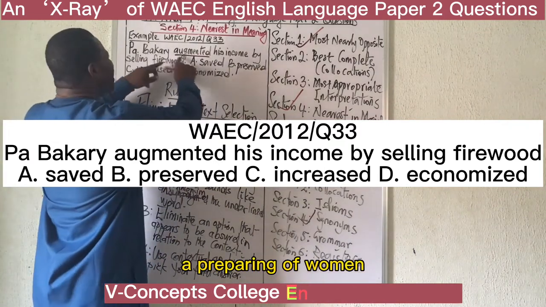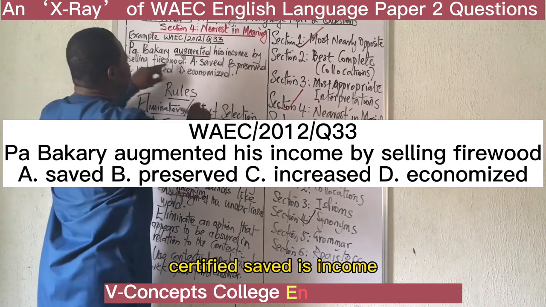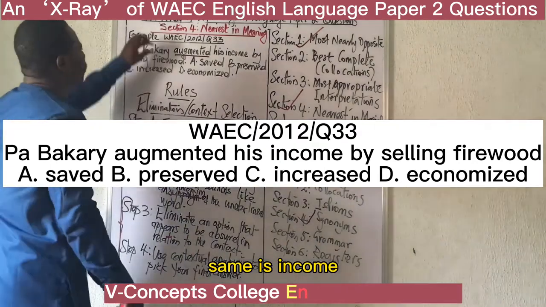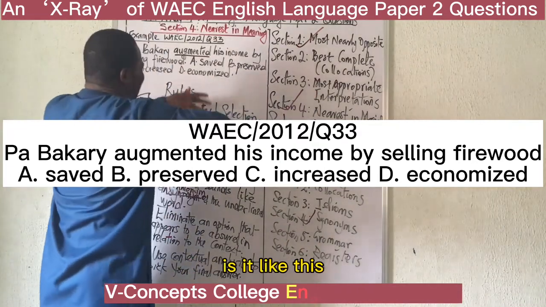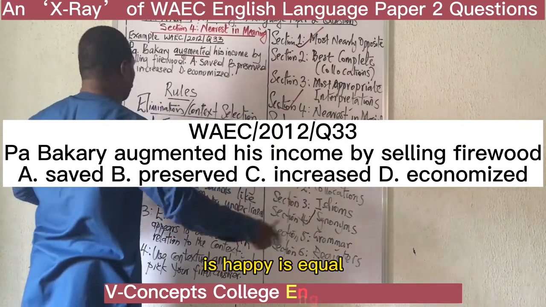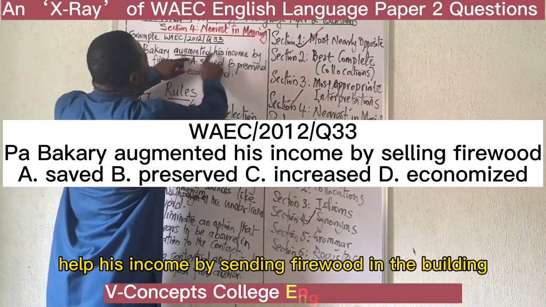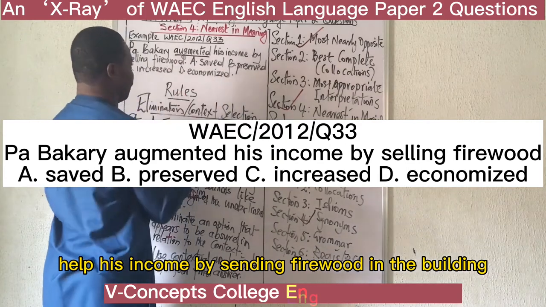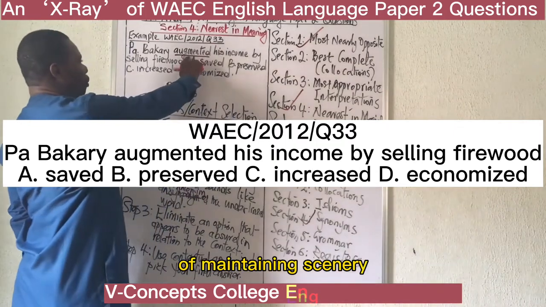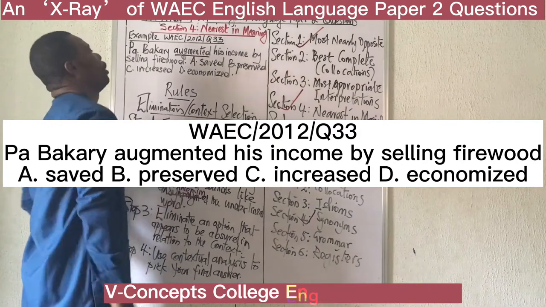A. Pabakari augmented his income by selling firewood. Saved his income. Like we said, augmented. Is augmented destroying his income or is it helping his income? Augmented is helping his income. Can you replace augmented with helping? Pabakari helped his income by selling firewood, if there's anything like that. So you can see that it is going in the same direction with augmented. As you are considering synonym, leave it alone. It's an antonym word that will go.